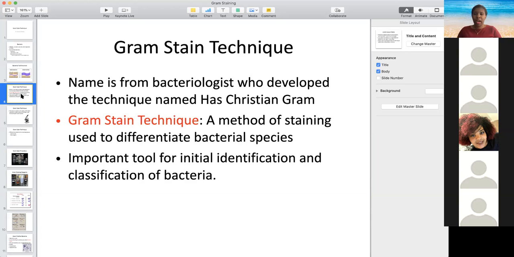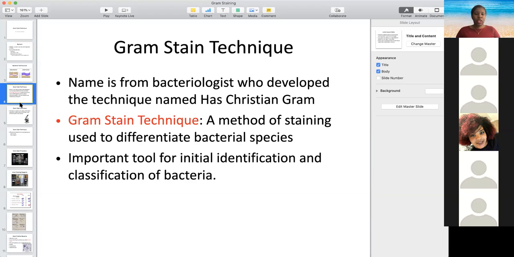So write that down. Why is this such a useful tool? This staining technique allows us to differentiate between different species of bacteria and helps us to begin identifying and classifying bacteria.